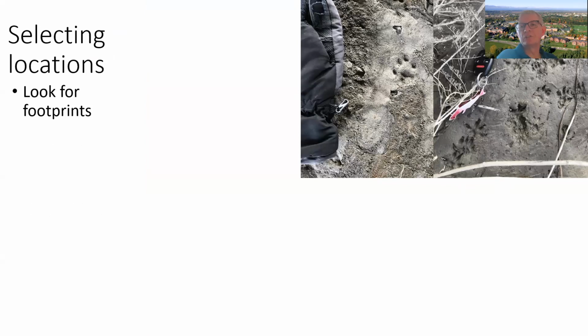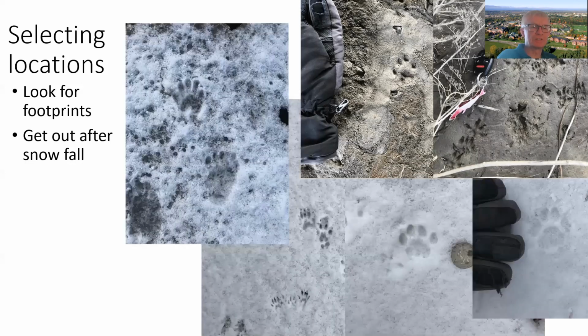There's a raccoon for sure near the key, and the left footprint is probably a mink. So get out after snowfall if you're doing it that time of year. Look for footprints, and put your camera up where the footprints were.